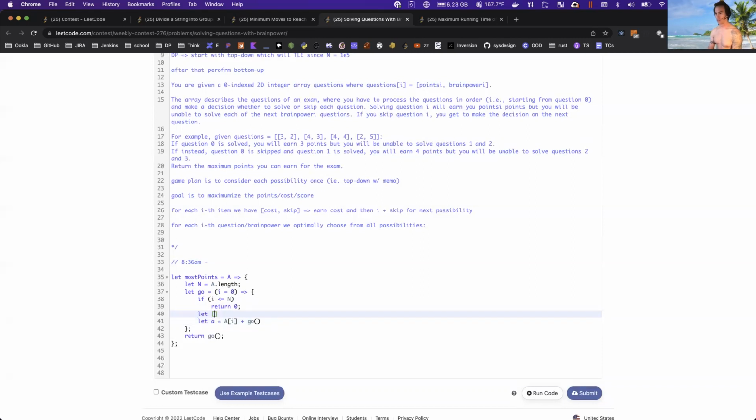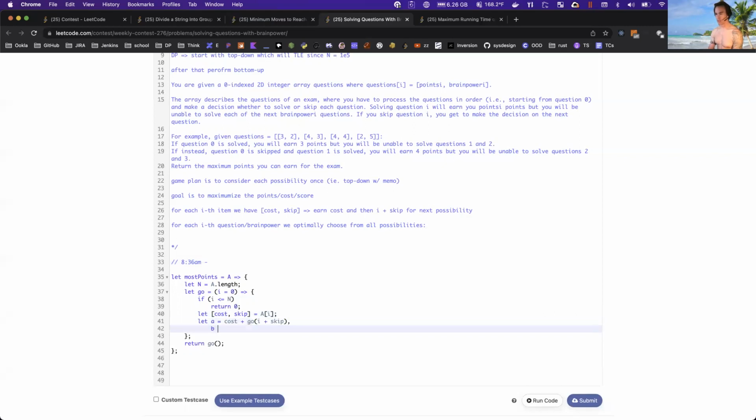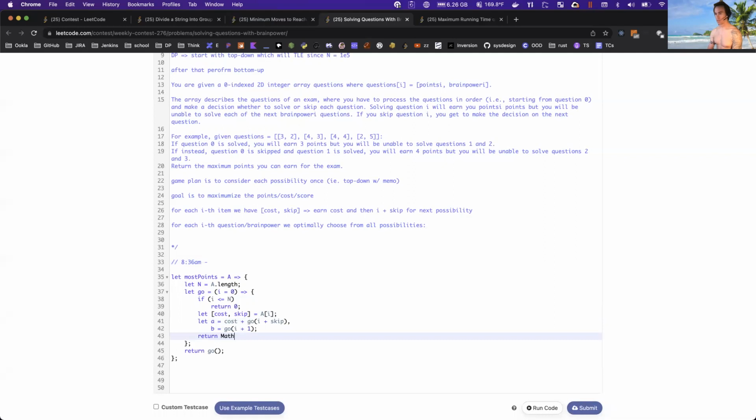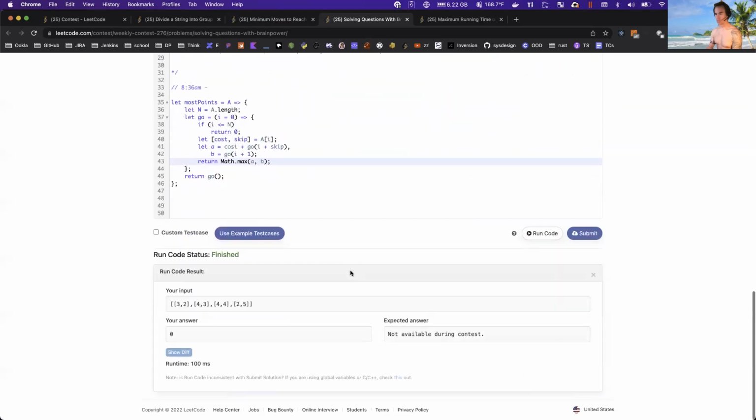Hold on, let's cost, skip equal A sub I. Have an earn. Okay, these are our earnings. Cost, earn, same thing. Go I plus skip. Okay, otherwise, that's with or without, right? Go I plus one. Return the maximum of A and B. Okay, and this is what we'll memoize on the way back.